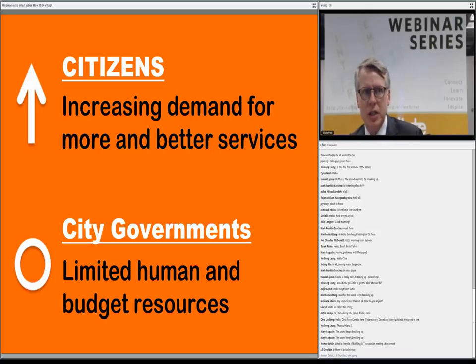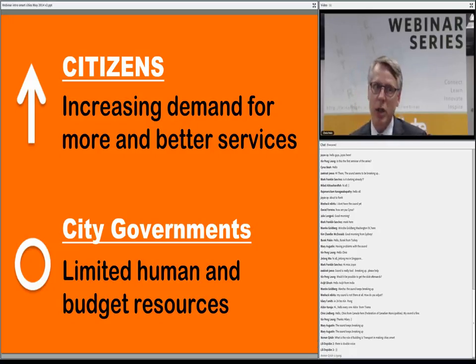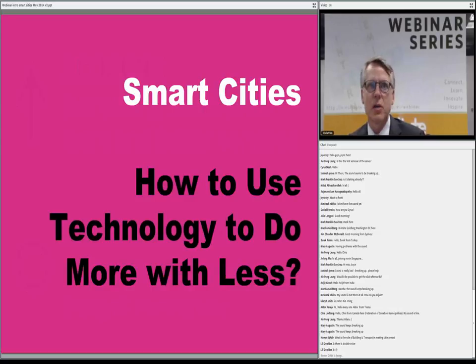And all city governments, indeed all governments, are facing this issue of limited human resources and budgets and must, at the same time as having to cut back services, try to figure out how to make services more efficient and effective and more available to their citizens. Which brings us to this idea of smart cities.